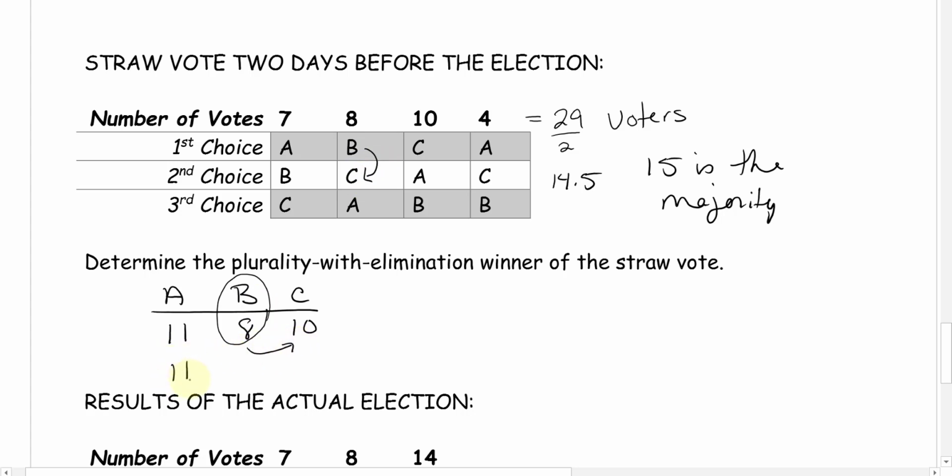So A will have 11 first place votes, B has been eliminated, and candidate C has 18 first place votes. So C wins.